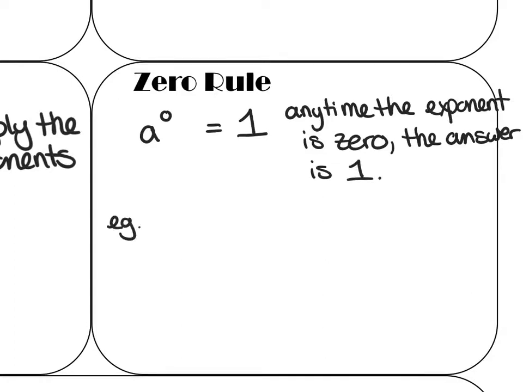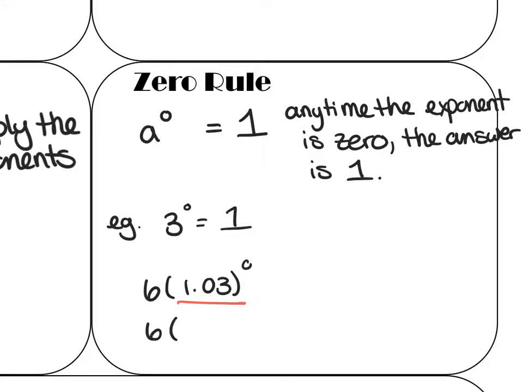So for example, let's say we had 3 to the 0. It becomes 1. You also get it in some cases where, let's say you have 6 times 1.03 to the 0. This part here, which has the exponent, becomes 1. And then your whole answer is just 6. Okay, so be careful. Whenever it's a 0, the answer is 1.